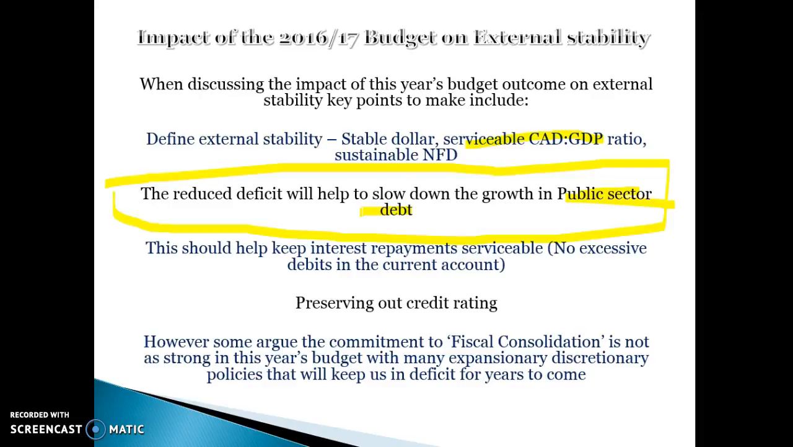This may help in the long term preserve our credit rating and keep interest payments down, but many people argue that this year's budget is really a more relaxed approach to fiscal consolidation. Even though the deficit is smaller, it's only marginal, so we're likely to be in deficits for years to come, and that's going to put more and more pressure on public sector debt.